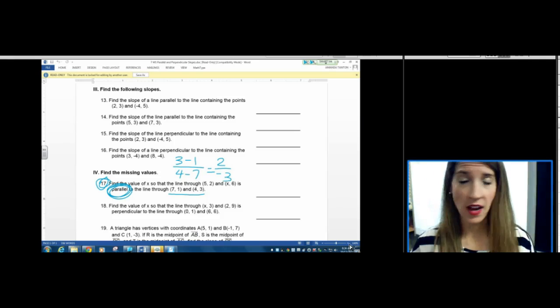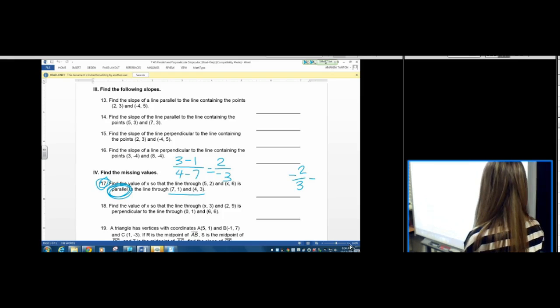All right, so we're looking at 17. We want to find the value of x through those 2 points so that it is parallel to the line through these 2 points. So let's start by finding the slope of the line we want to be parallel to. Y minus y divided by x minus x. So we have 2 over, what, -3? So we want to be parallel to a line with a slope of -2/3. Well, you know that parallel lines have equal slopes. So we want -2/3 to be our answer.